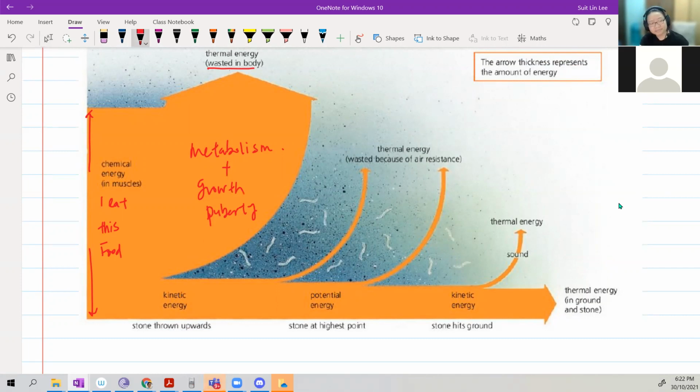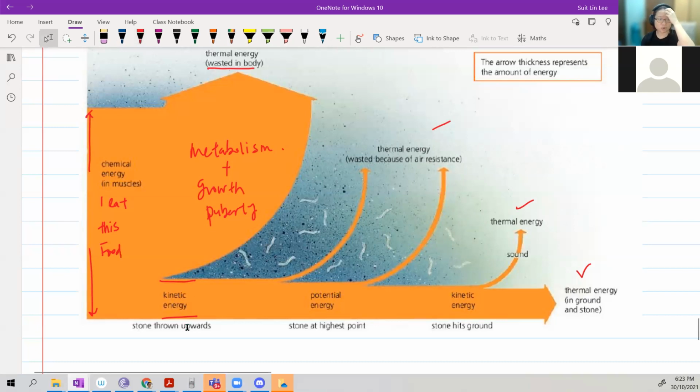All right, anyway, some of it will transfer to kinetic energy in the stone. But then you look at this one, some of it is wasted because of air resistance. So when the stone goes up and comes down, there's air resistance. And some of it is wasted as sound when it collides with the ground. And then some of it is thermal energy in the ground and the stone, because the ground and the stone will vibrate during that collision.